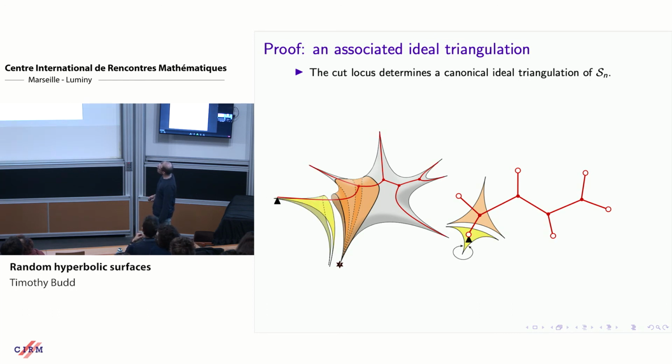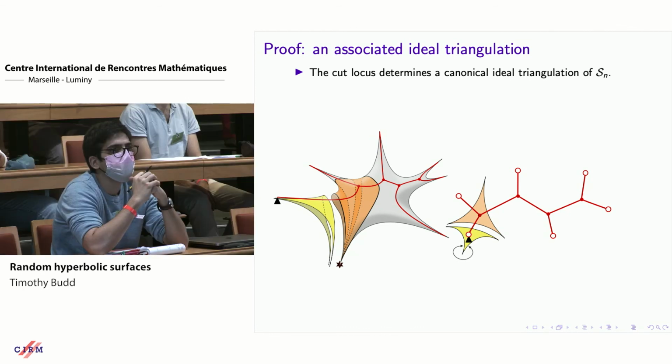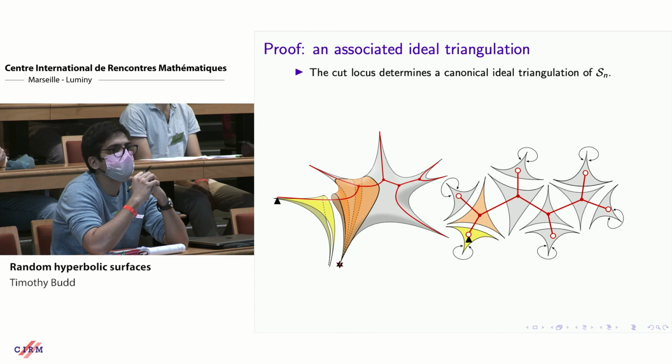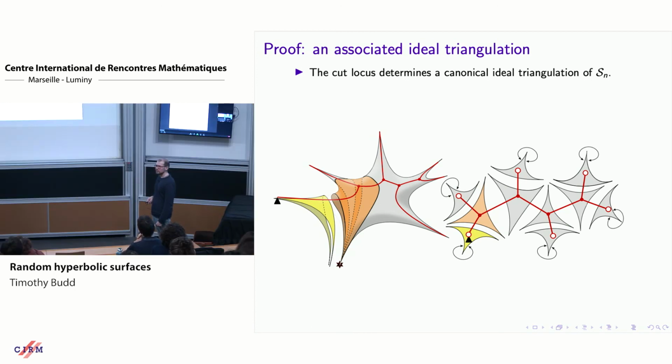And it extends to a full triangulation of the surface if we include not only the geodesics that start and end at the origin, but also the shortest geodesics from the cusps to the origin. So we have a collection of ideal triangles, and in order to retrieve my surface, I have to glue these ideal triangles together again.